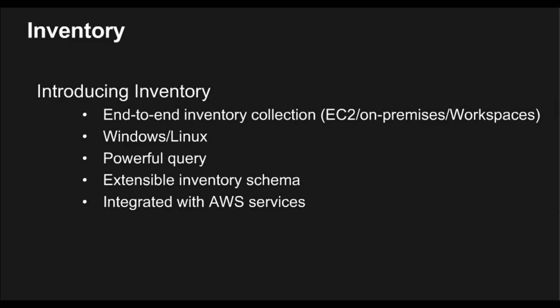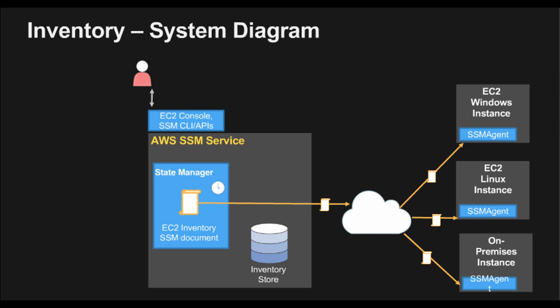All right, so here's a systems diagram of what's going on behind the scenes. How do we actually get inventory from instances? We start off by creating an inventory policy, where we define what inventory we want to collect, how frequently we want to collect it, and the instances we would like to collect inventory from. That policy is sent out to the instances that you've targeted in that policy.